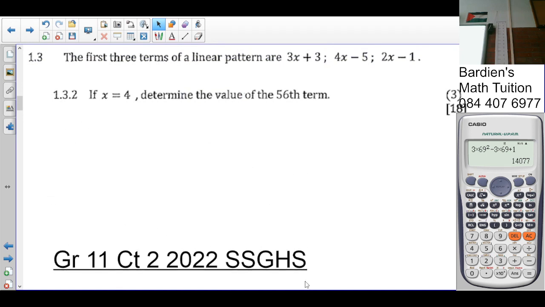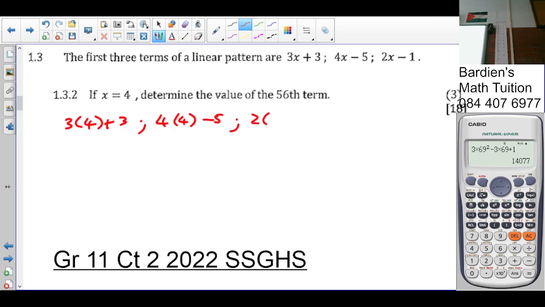So what I do is I first work out the first 3 terms. I substitute 4 in there, so it's 3 times 4 plus 3, 4 times 4 minus 5, and 2 times 4 minus 1. That gives you 15, 11, 7. 16 minus 5 is 11, and 8 minus 1 is 7. So how do I move from one term to the next? You're minusing 4 all the time.